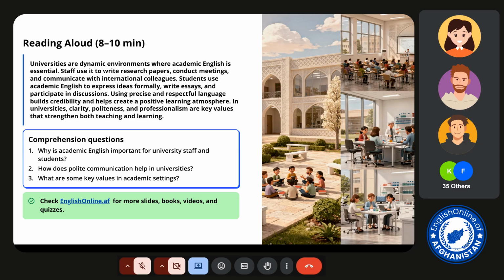That's going to be Abdul Wahab Riyaz. Okay, teacher. How does polite communication help in your university? It is very respectful. For example, to help create a positive learning atmosphere at university. Yeah, thank you so much. You're correct. For the last question, any volunteer?